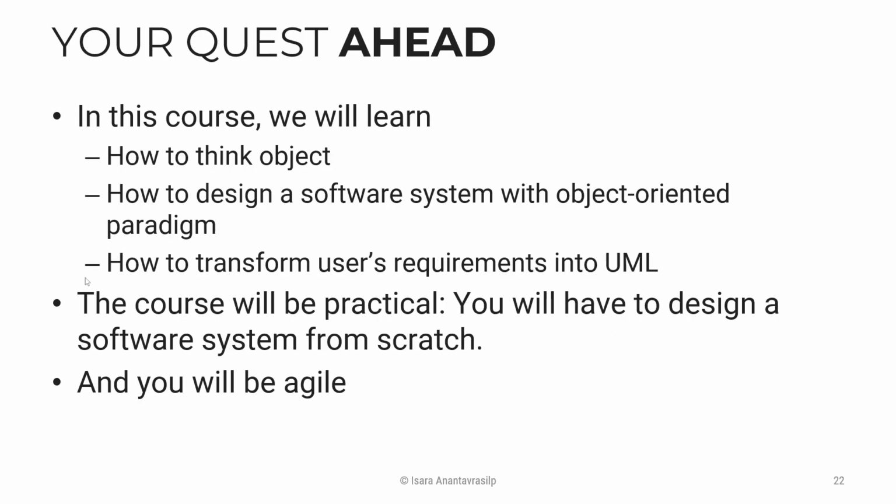To summarize, in this course, you will learn how to think object, how to design a software system with the object-oriented concept, how to transform users' requirements into the design, especially UML. The course will be practical. You will have to design the actual software system from scratch, and you will also train or learn to be agile in the process. Let's discuss a little bit about practical here.